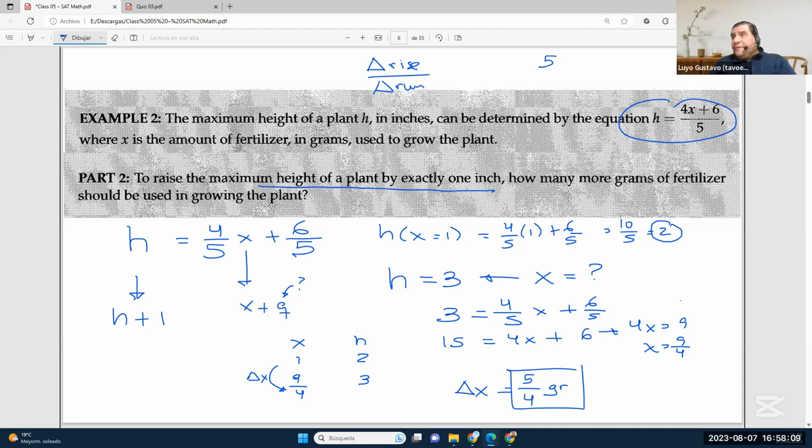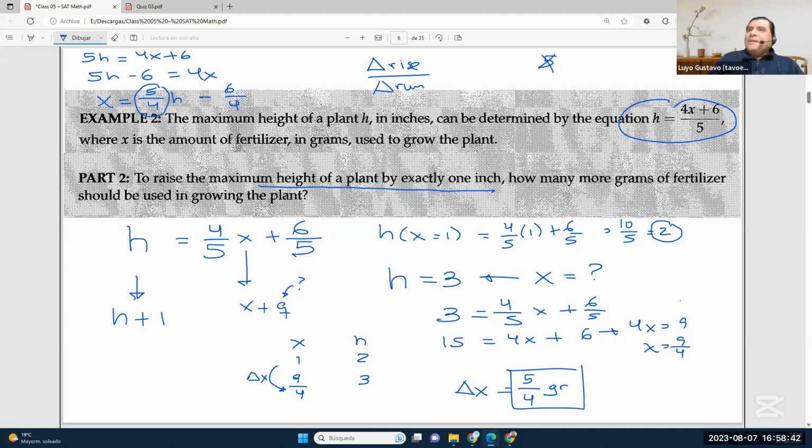this 5, okay, let me write it over here. You would have 5h equal to 4x plus 6. You have 5h take away 6 equal to 4x. Then isolate x and you have x equals 5/4h take away 6/4. Focus on this. This is the slope for the linear relationship between h and x.